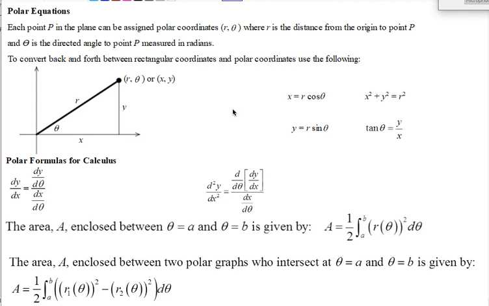The notes for AP Calculus on the topic of polar functions with the graphing calculator. So here are the formulas we're going to be using again, the same ones we used without a calculator. Let's see how we use our graphing calculator to help us solve different problems here.